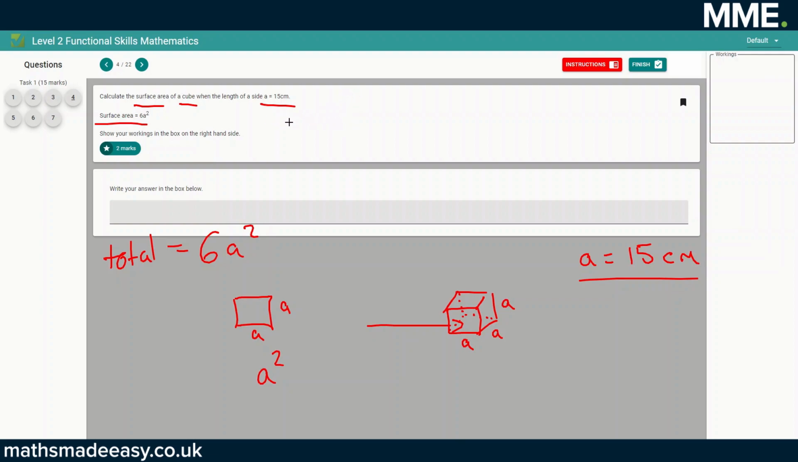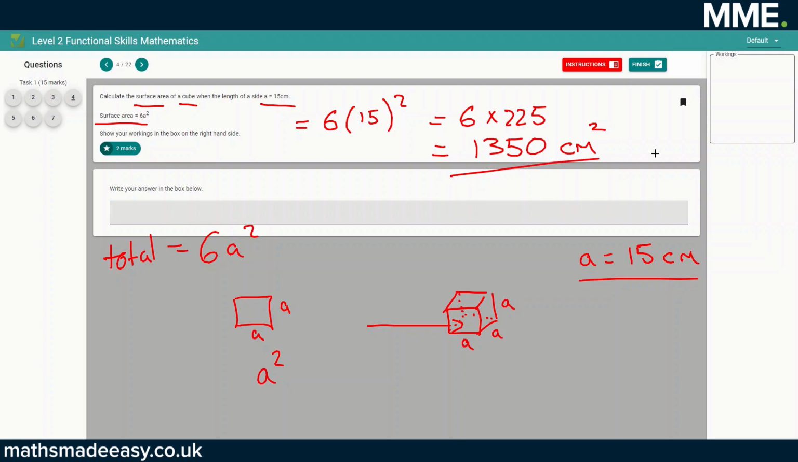So we have total surface area is equal to 6 times 15 squared, and that comes out to 6 times 225, which is equal to 1,350. And remembering the units, which in this case is centimetres, and since it's an area, it's going to be squared. So that's the total surface area is 1,350 centimetres squared.